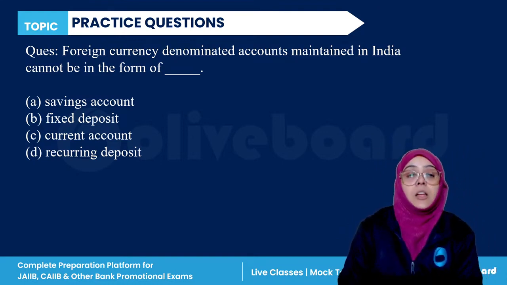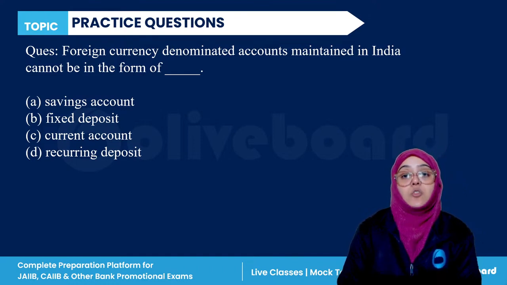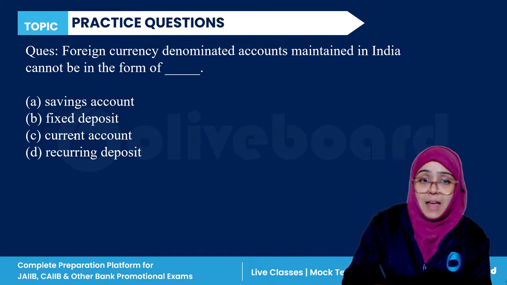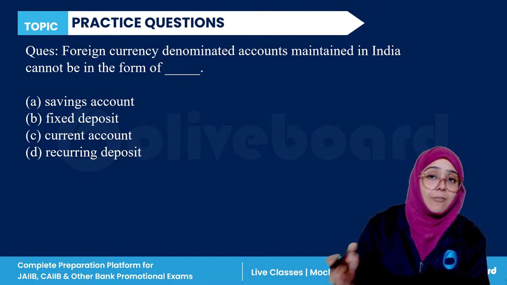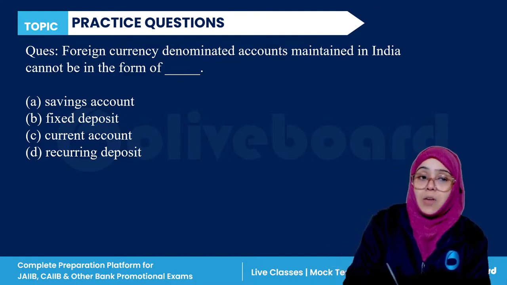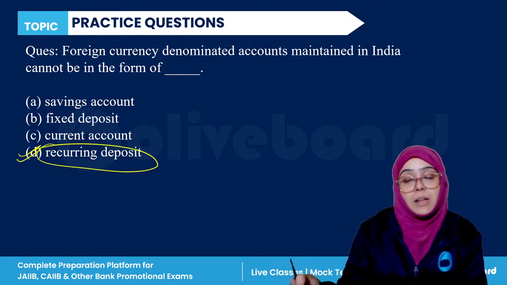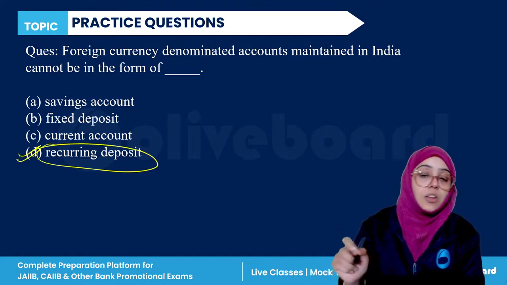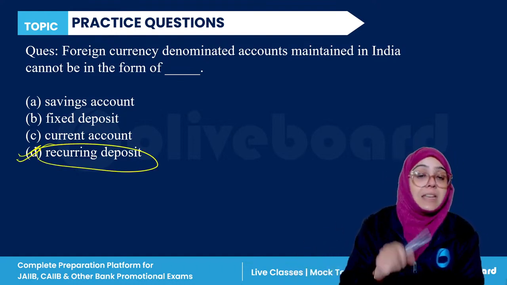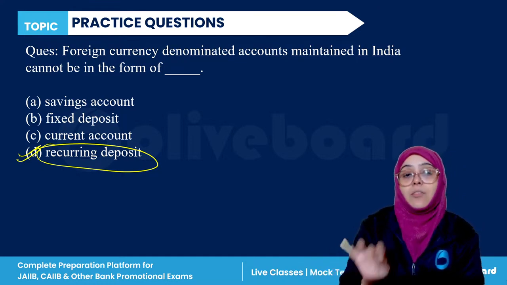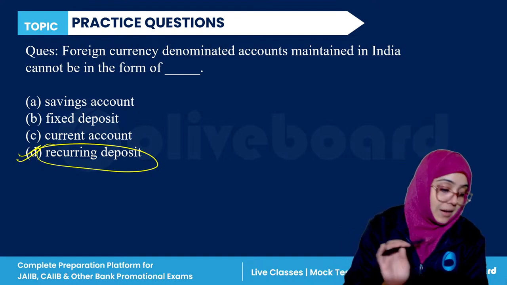So a foreign currency denominated account maintained in India cannot be in the form of an FCNRB account. This is the FD account in India. It cannot be in the form of a recurring deposit. A foreign currency denominated account maintained in India is allowed in savings, fixed, and current accounts. So D is the correct answer.